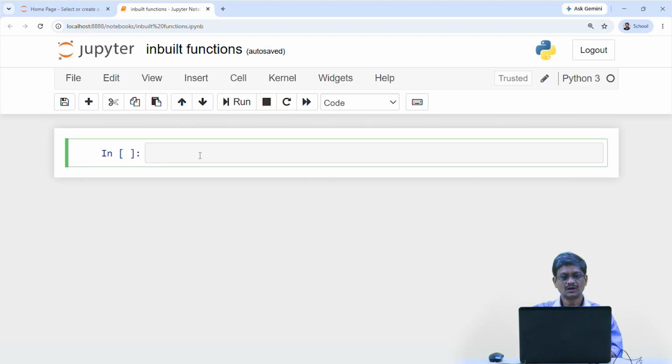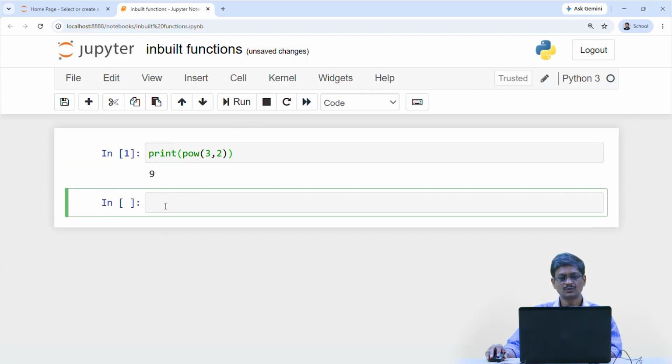I'm just writing print in bracket. I'm using power, so I'll say pow in bracket. Let us say I want to have 3 to the power 2. That means I am trying to print the value of 3 square. If I run this, I am going to get the output.